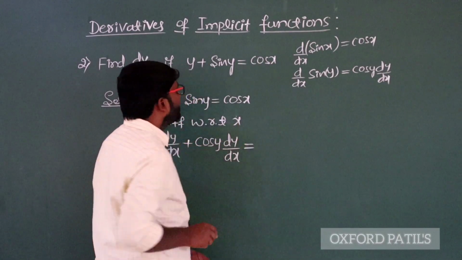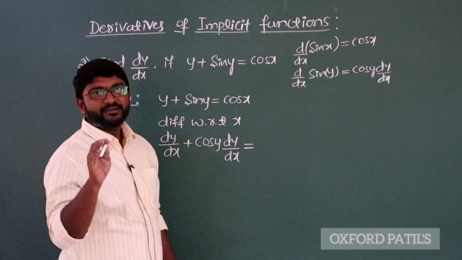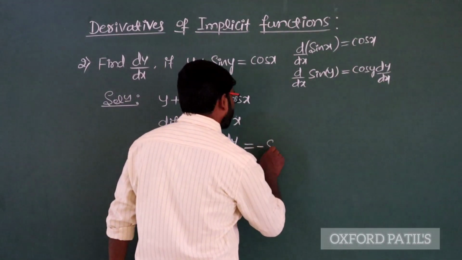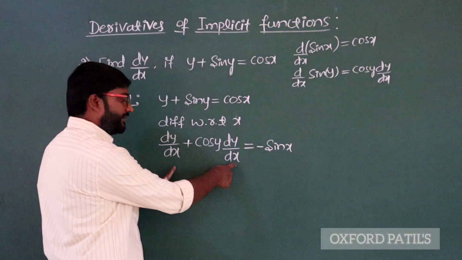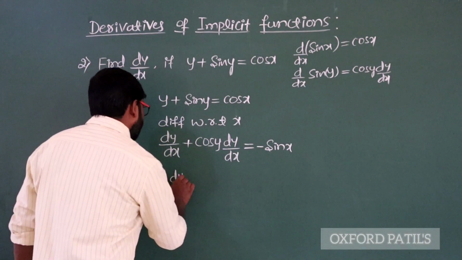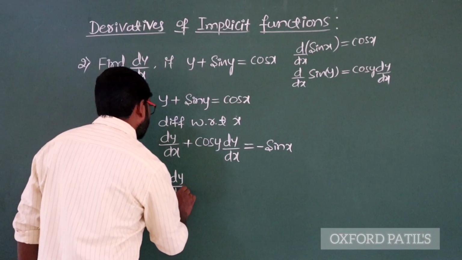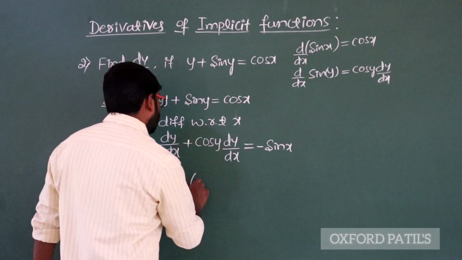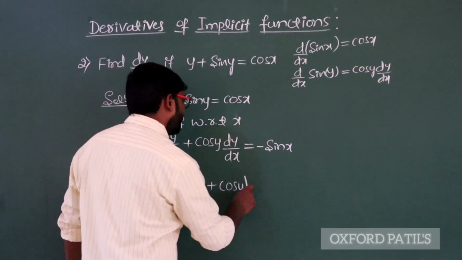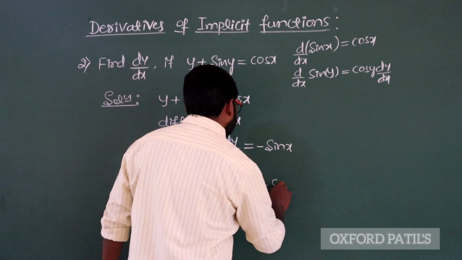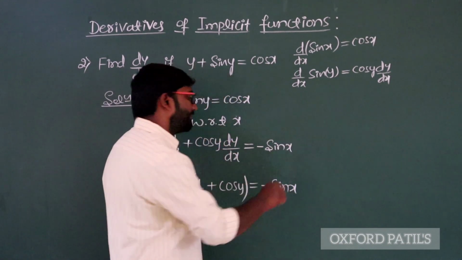The derivative of cos x will be minus sin x. Now in these two we have dy by dx common. So dy by dx common, and then we get 1 plus cos y inside the bracket, which is equal to minus sin x.